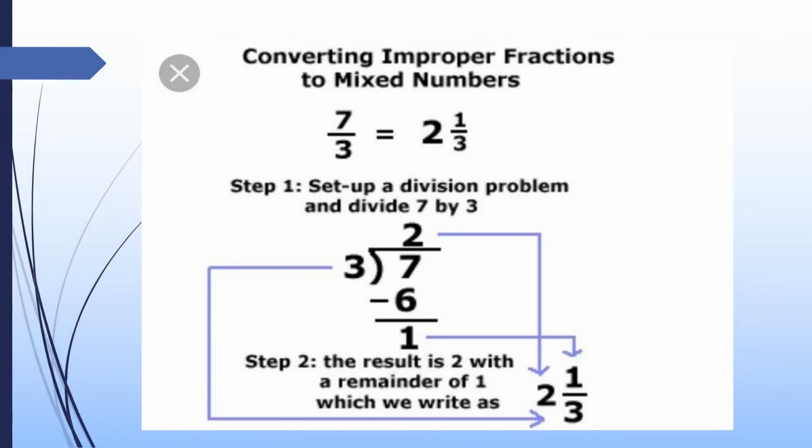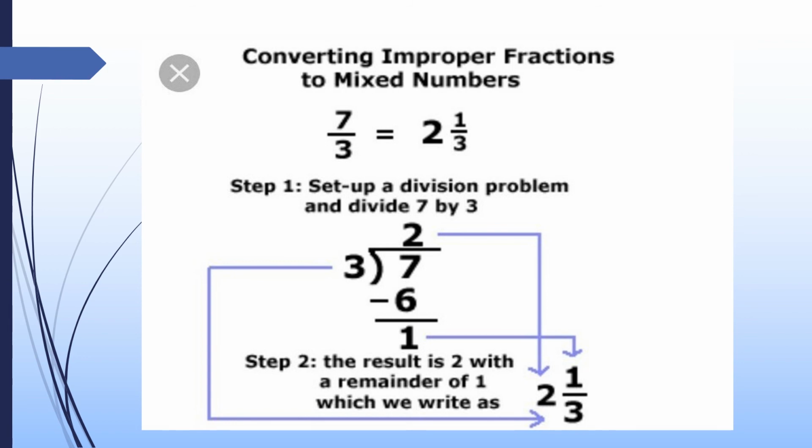Now let us see the reverse, how to convert improper fraction to mixed fraction. Now here is an improper fraction given, 7 by 3. Now the rules, first you have to divide 7 by 3. So if you divide, 3 twos are 6 and 1 is the remainder. So how to write? The whole part is the quotient. You can see here 3 is the divisor, 2 is the quotient and 1 is the remainder.